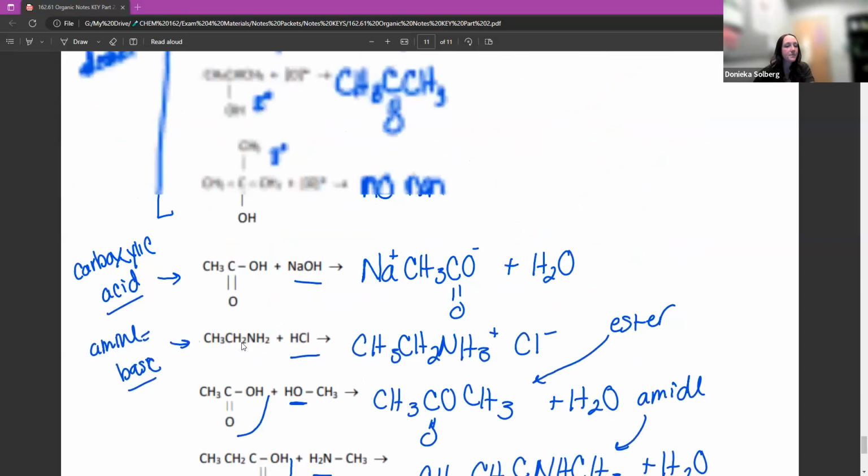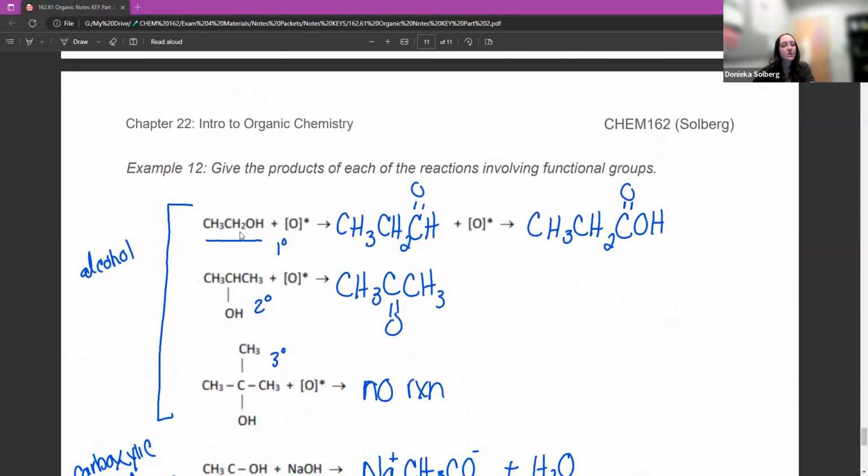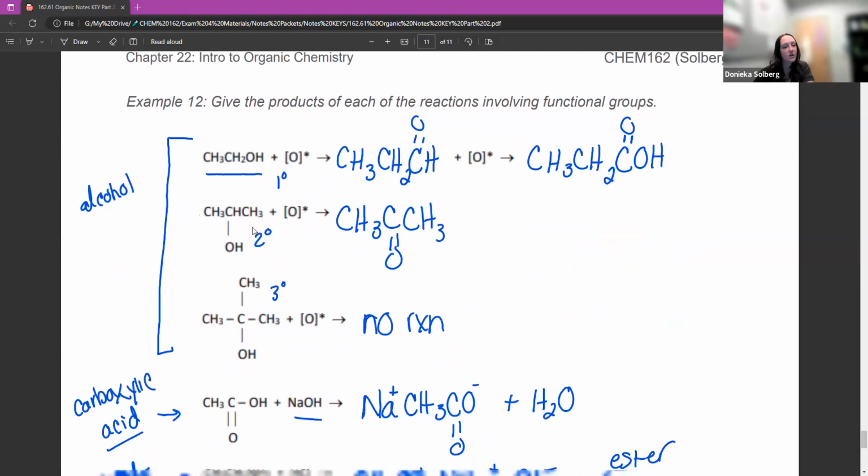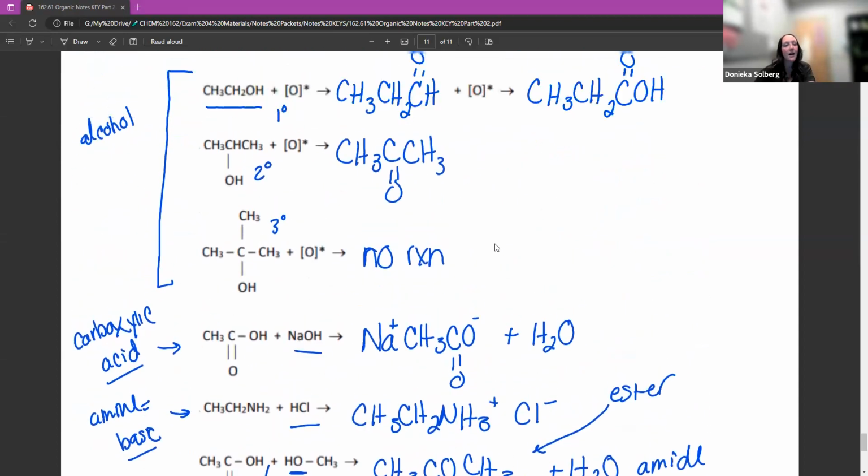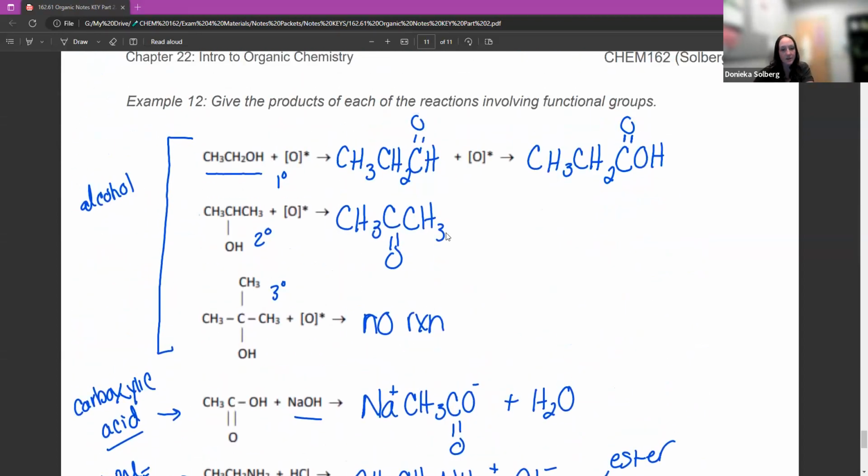Okay, so what I'm trying to do is see what happens when I oxidize this molecule, or what happens when a carboxylic acid reacts with this sodium hydroxide. You should be able to do all these based on your knowledge, but I would try them and then I'm going to walk through each of them. So if you want to pause, I would do that now. Okay, so the first ones are all oxidation. So these are oxidations of alcohols.